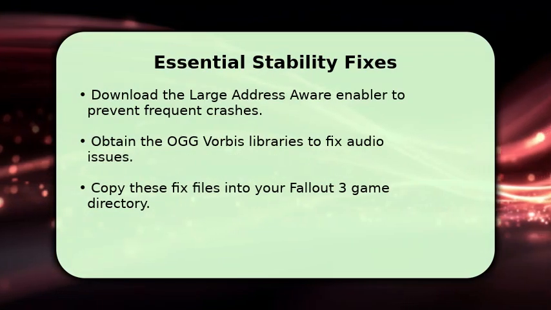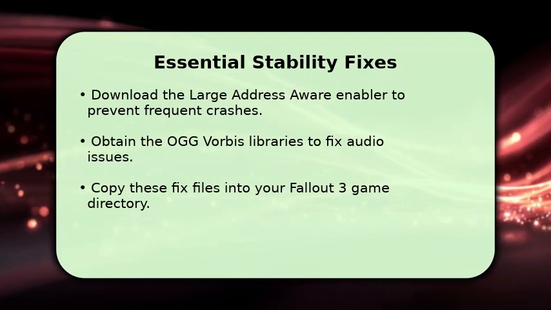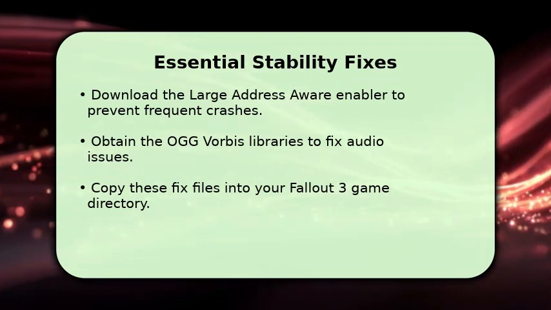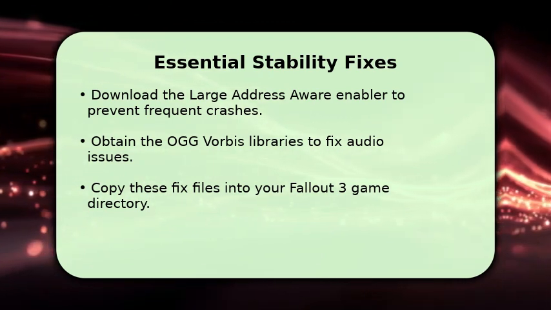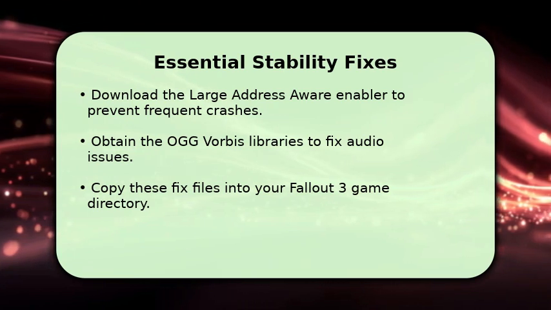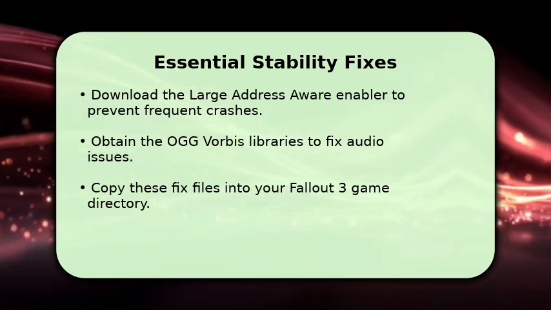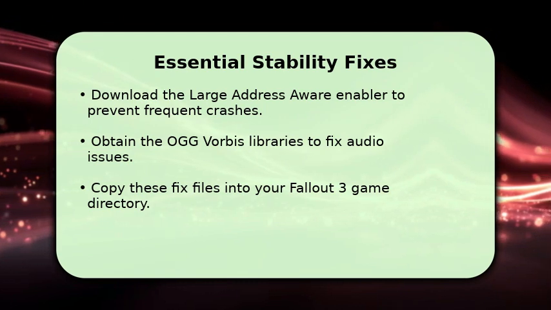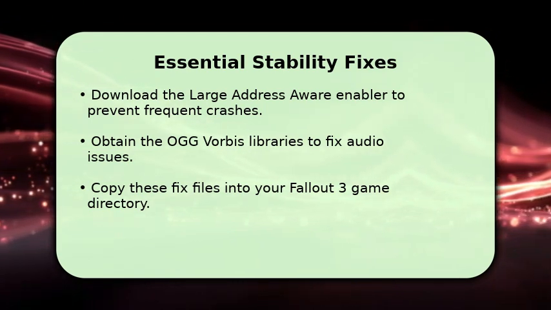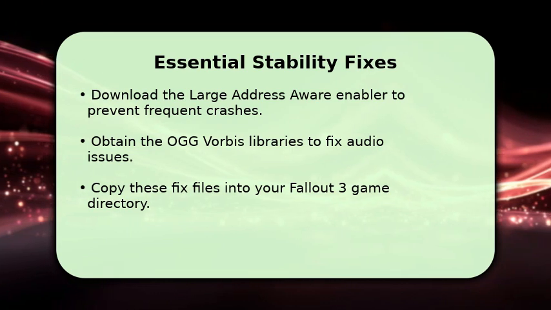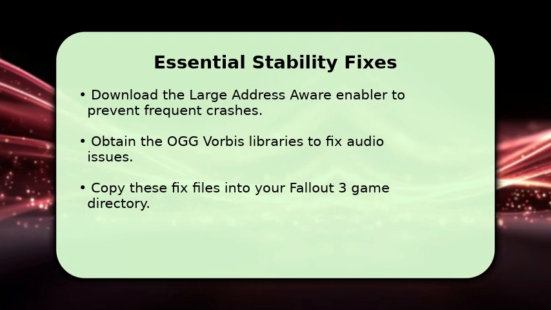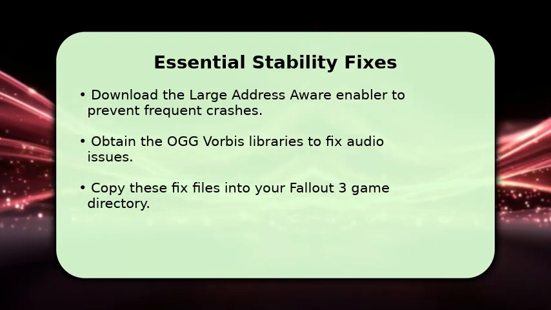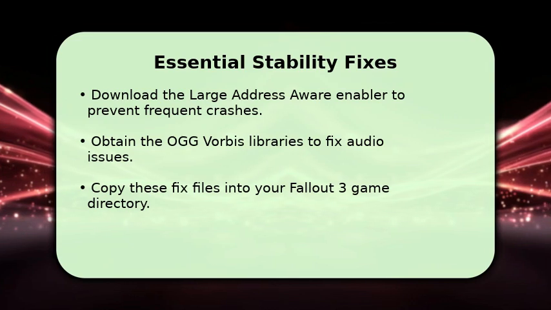Fallout 3 is known for stability issues, so we need a couple of fixes. Download the Large Address Aware Enabler. This helps prevent frequent crashes. Also, get the OGG Vorbis libraries to resolve common audio problems. Copy these files directly into your Fallout 3 game directory. Many players also find community patches helpful for addressing additional bugs and improving overall stability.